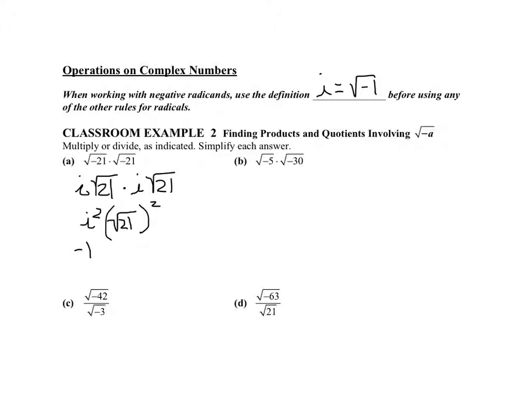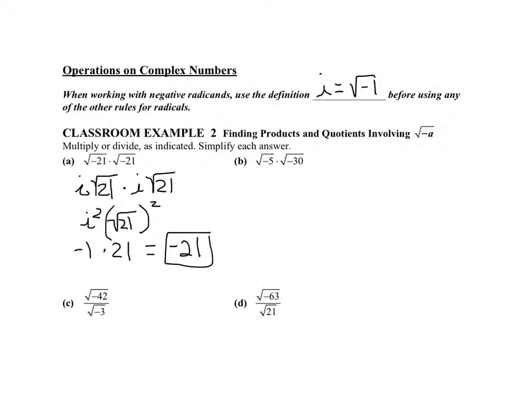And if I were to square a square root, what happens? Well, square means multiply it times itself. Square root means what can you multiply times itself? A square will cancel out a square root. So that tells me that the square root of 21, when I square it, will just be 21. And negative 1 times 21 is a negative 21.